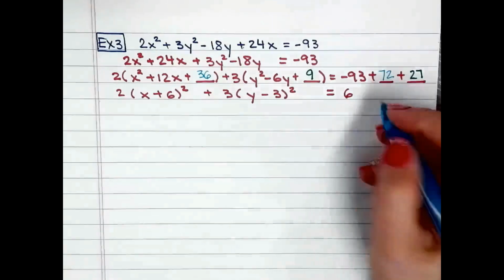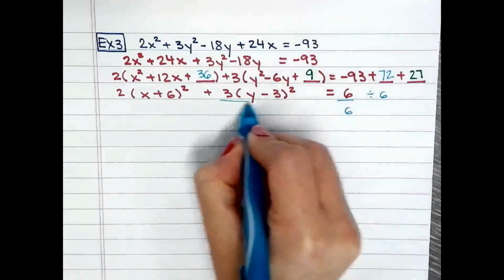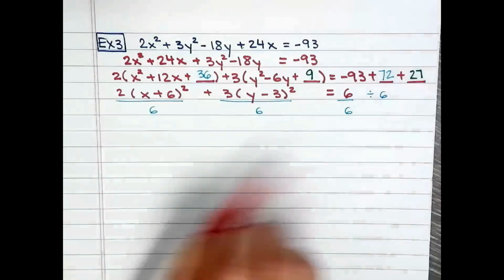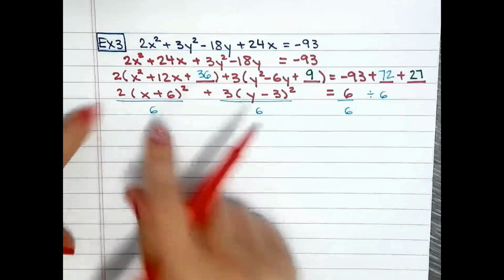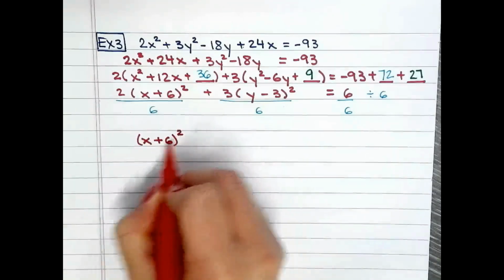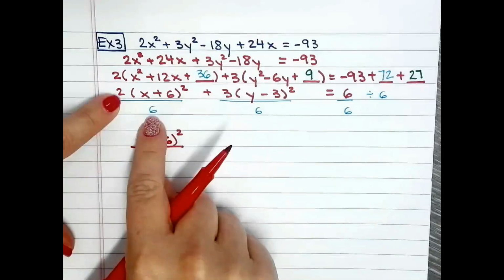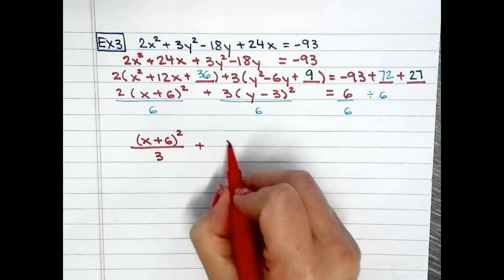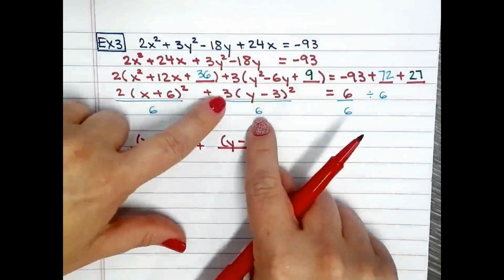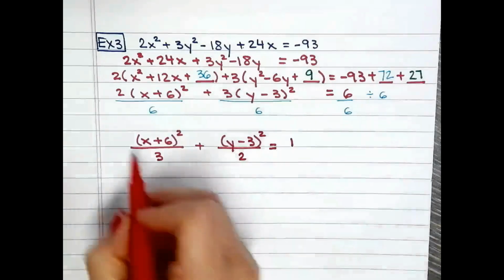Now we got it. Divide everybody by 6. So I can get 1 right here in my standard form. Divide everybody by 6. Simplify the fraction here. So final answer is x plus 6 squared over 3 plus y minus 3 squared over 2 equals 1.